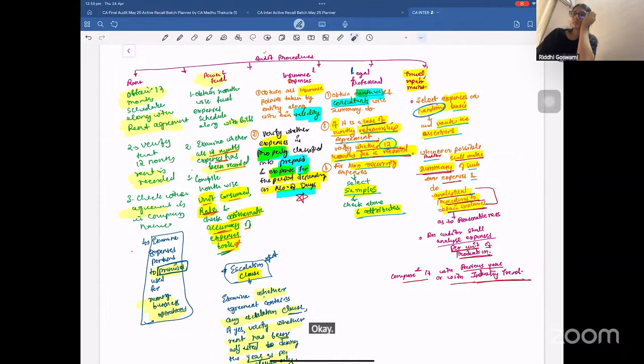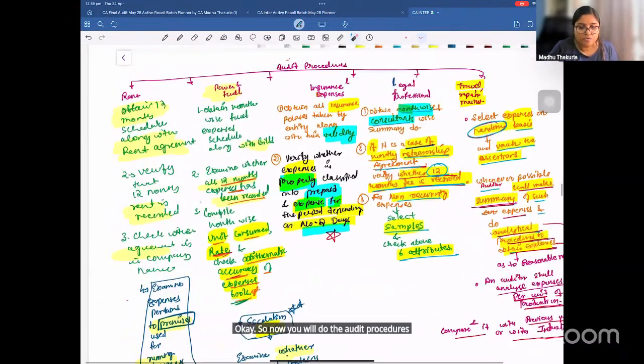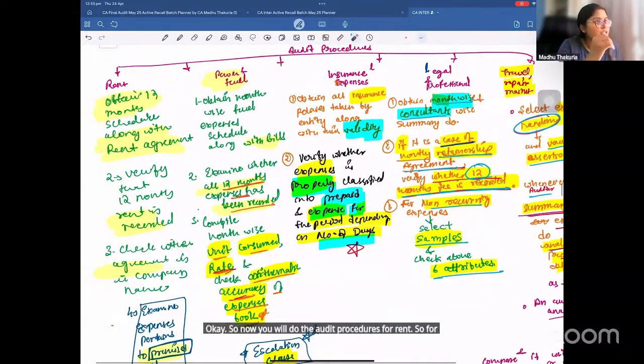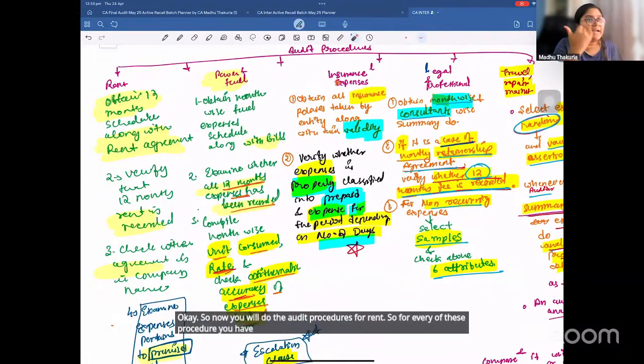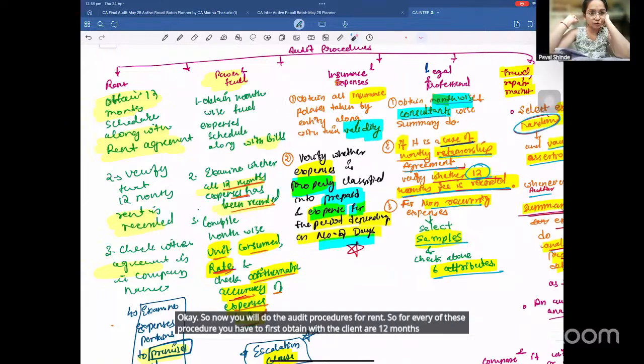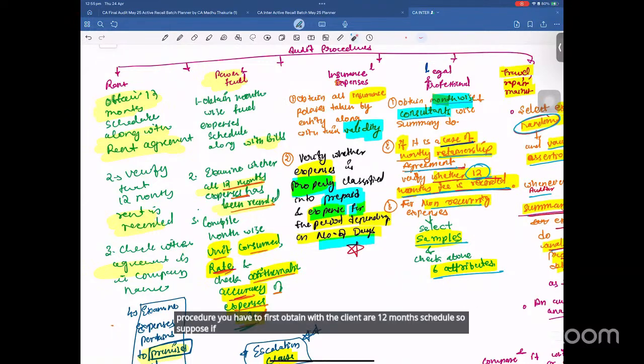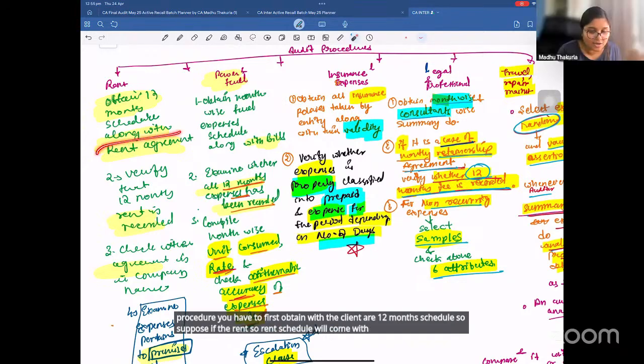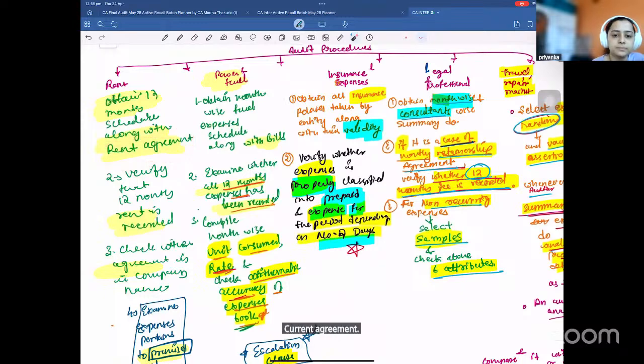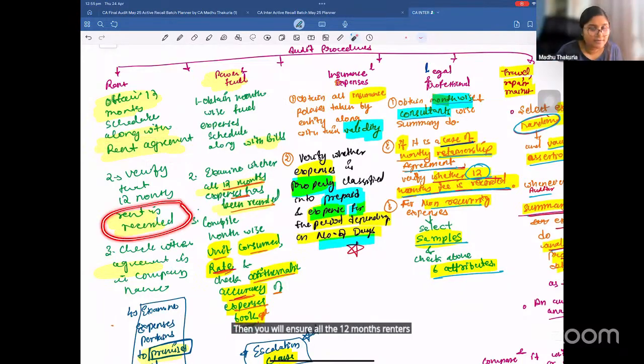Now you will do the audit procedures for rent. So for every one of these procedures, you have to first obtain from the client a 12 months schedule. So if it is rent, the rent schedule will come along with, you will ask your client to give you what? Rent agreement.